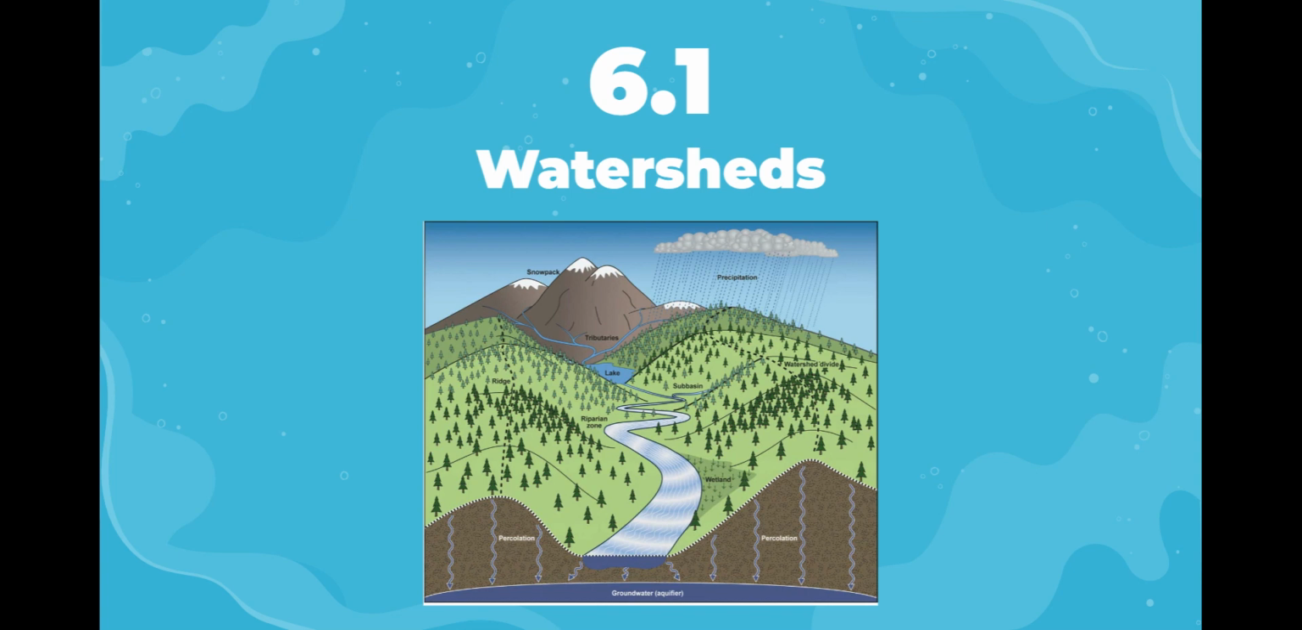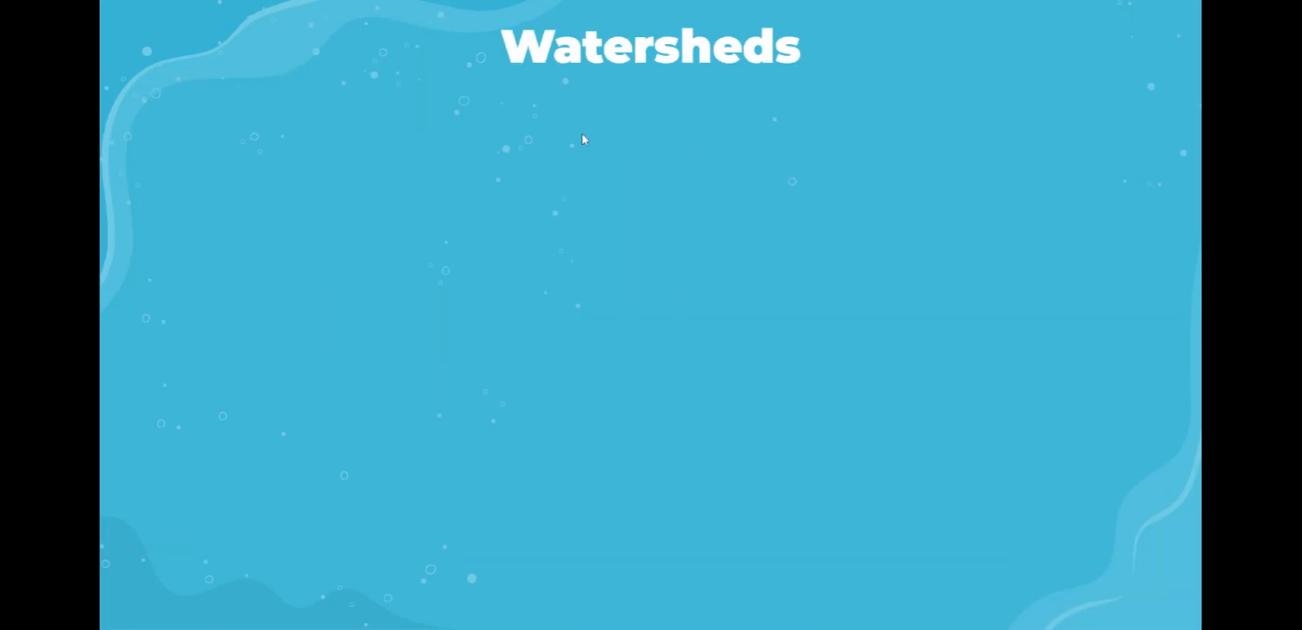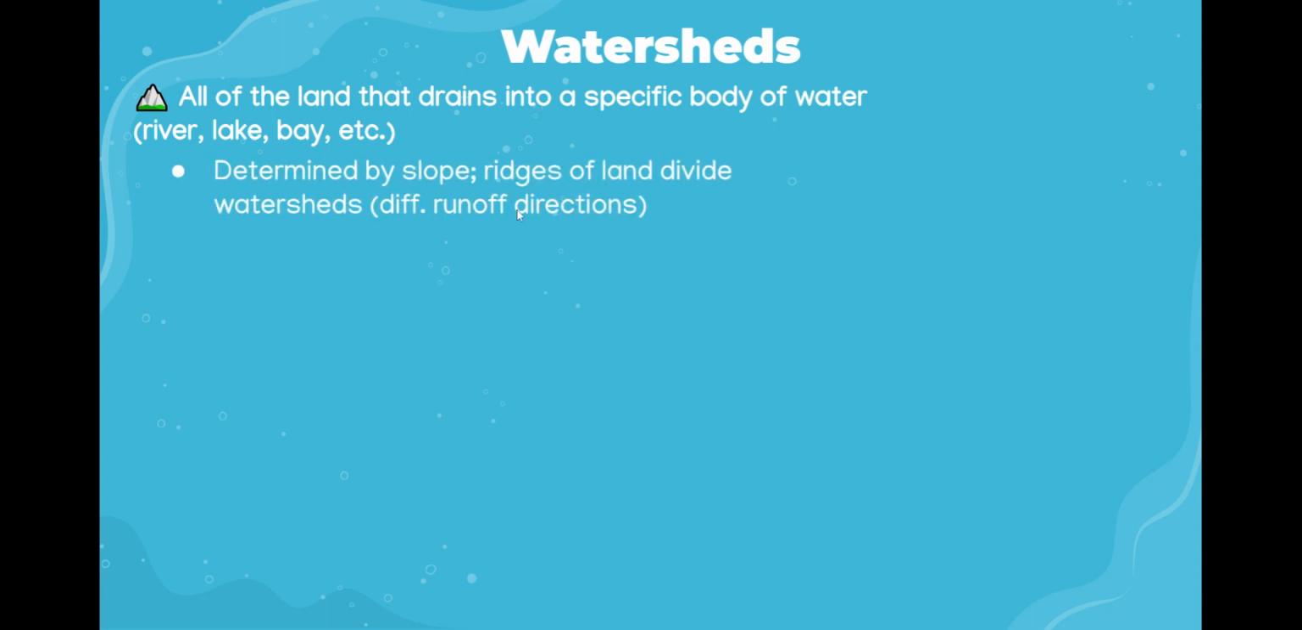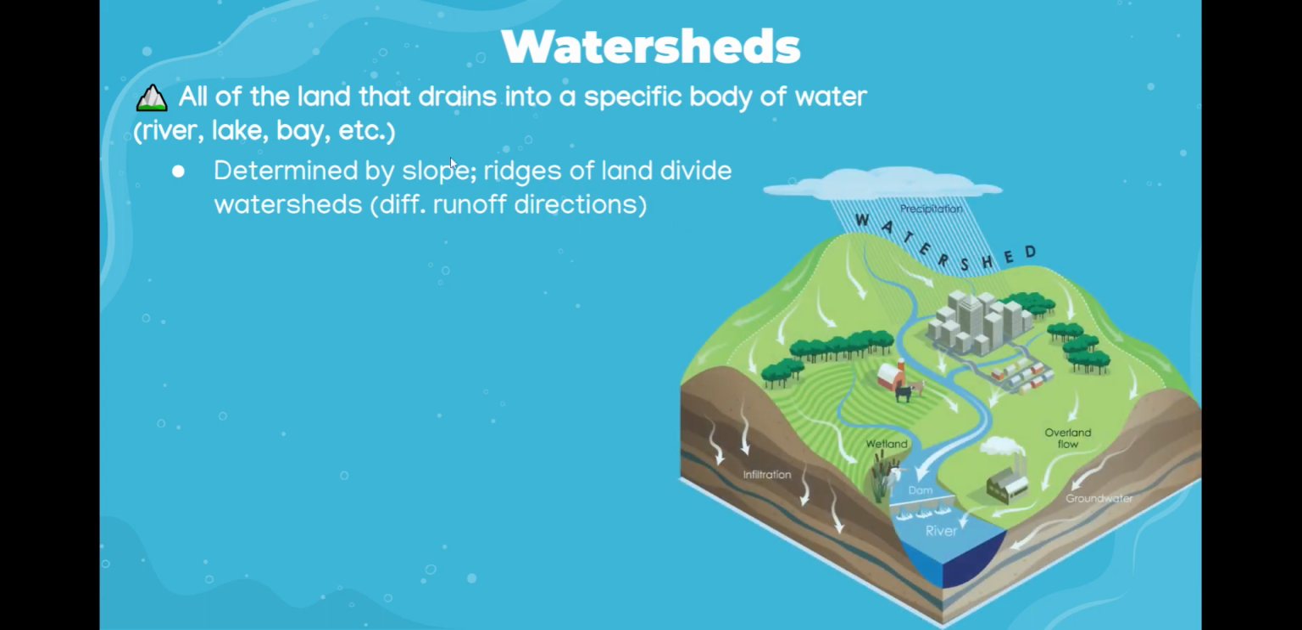So our very first topic in this unit is watersheds. Okay, so what is a watershed? It's all of the land that drains into a specific body of water, such as a river, lake, a bay, etc. It's determined by the slope and the ridges of land that divide it. Depending on the topography, which is essentially the elevation and the geological formations of land in an area, you're going to have different kinds and sizes of watersheds, okay? Determined by the slope and the ridges of land, okay?